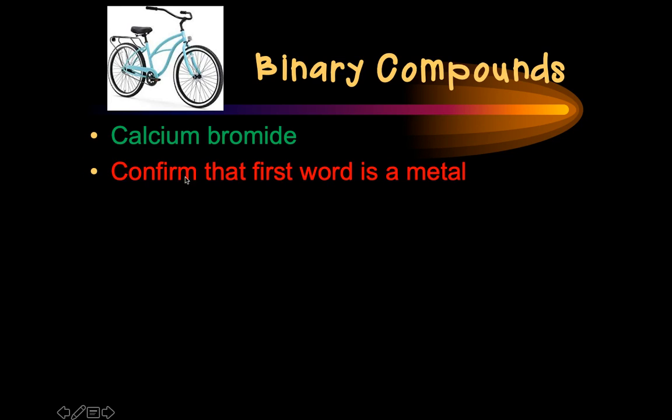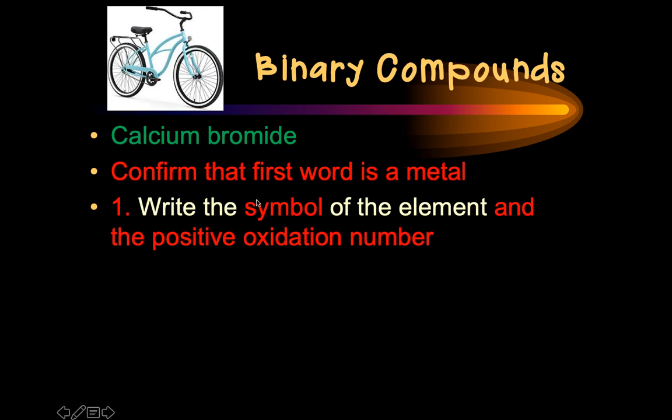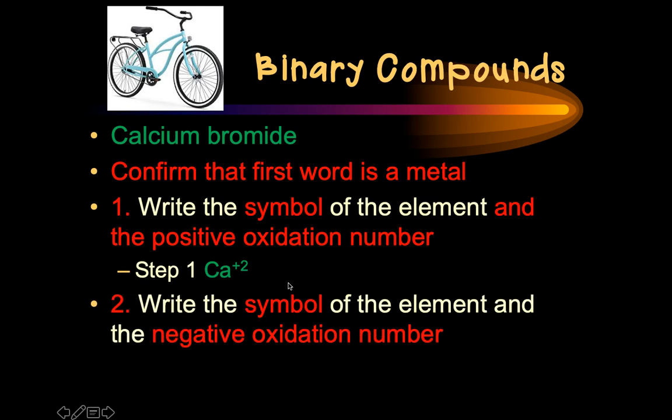So here's what we do. When you're given a name, you confirm that the first word is a metal. Is calcium a metal? Yes, it is. That means you need to write the symbol and the positive oxidation number. So you'd look up on the periodic table, find calcium way over there on the left. Do you find it? The symbol is Ca. And the positive oxidation number is +2. Why is it a +2? Because look at where calcium is. If it goes backwards 1, 2 spots, that gets it all the way back to the noble gas column, which is considered stable. Bromide, now that's going to be the symbol with the negative oxidation number.